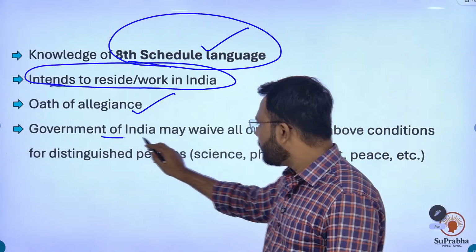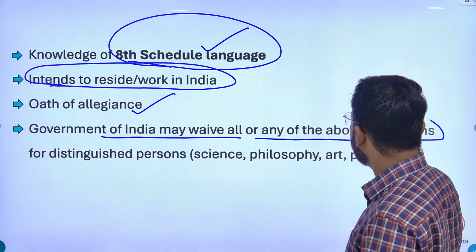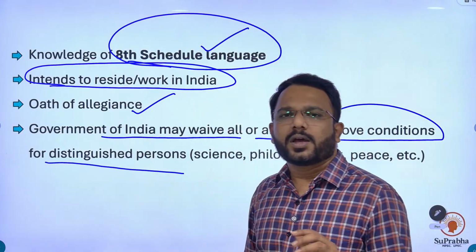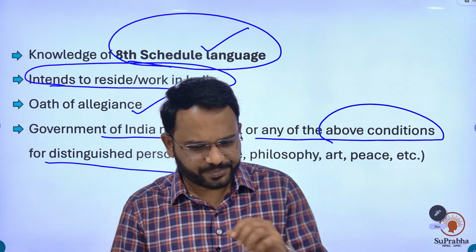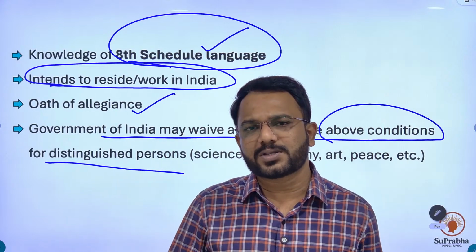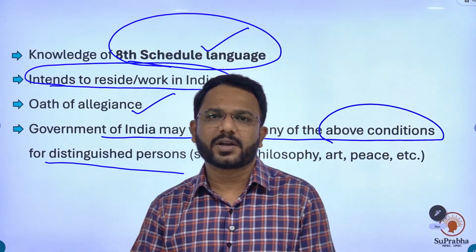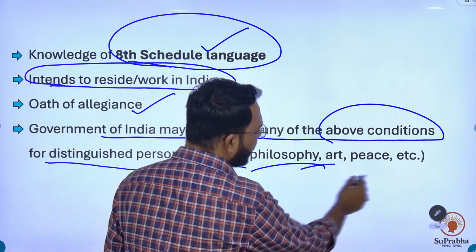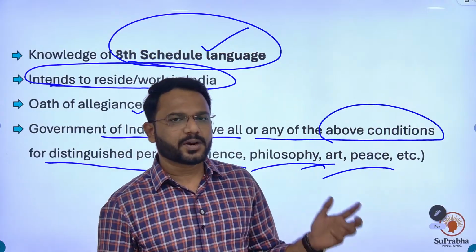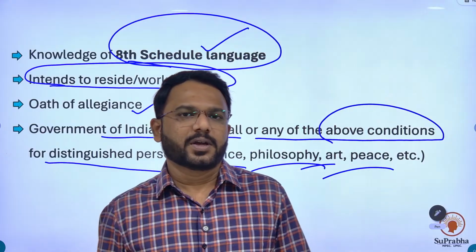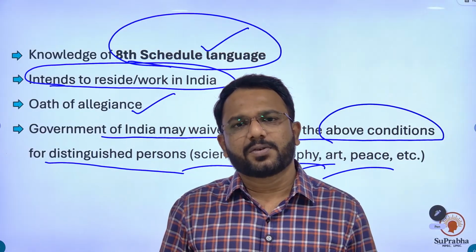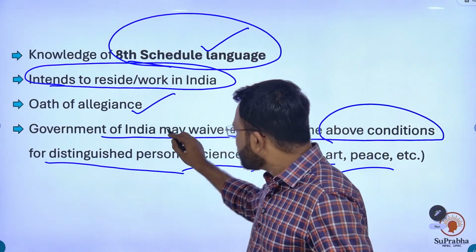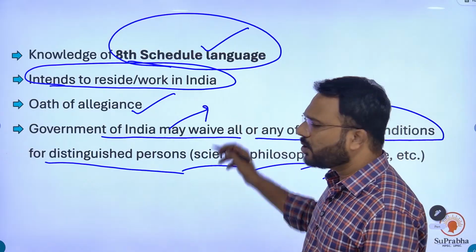The Government of India may waive all or any of the above conditions for a distinguished person. If an individual is very renowned and has done great works in the field of science, philosophy, art, peace, or human rights, the government can waive all these conditions if he wants to acquire the citizenship of India. For this clause, there is an example, we all know Adnan Sami.